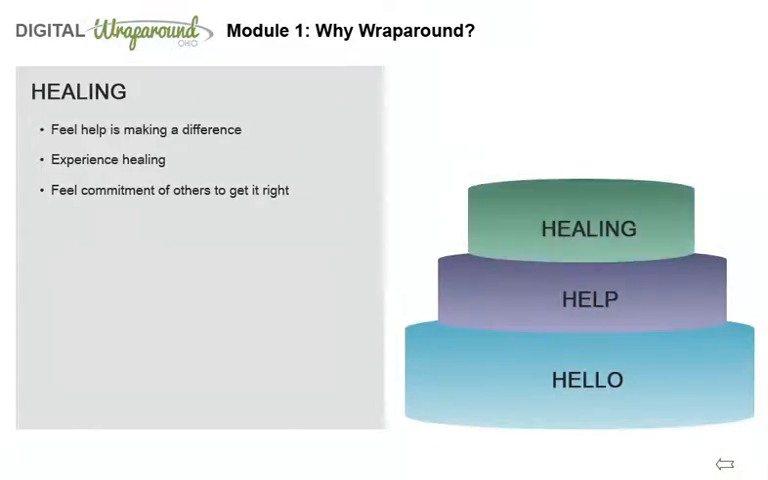Healing. As help is being offered, families in wraparound will find the help useful and that it makes a difference in their lives. This leads to healing and improvement in the family situation. Sometimes what is offered misses the mark, but the team keeps their eye on meaningful outcomes for the family and a readiness to adapt until they get it right for the family.